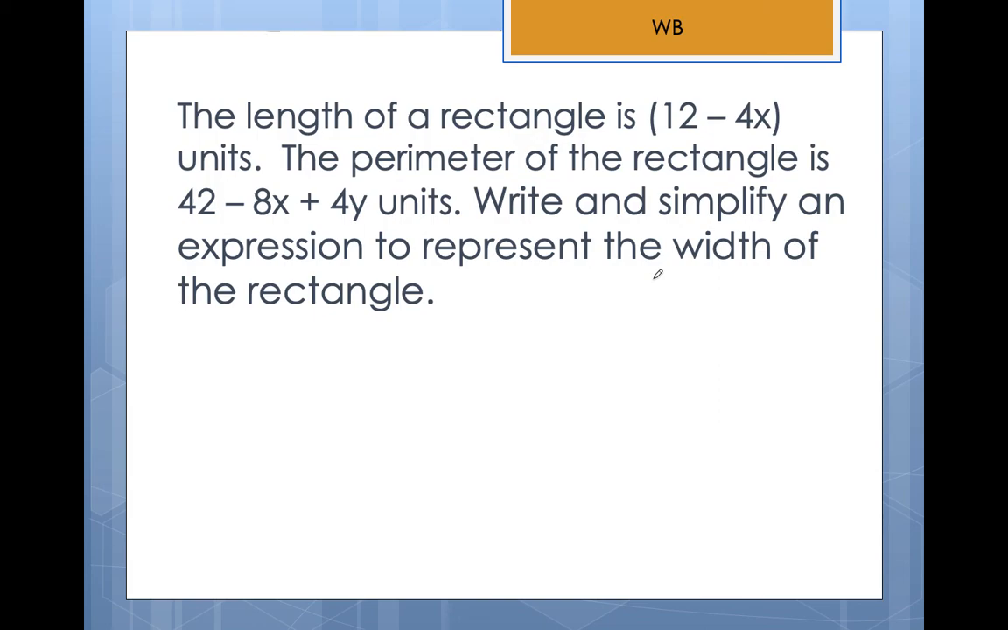Okay, one last example. The length of a rectangle is 12 minus 4x units. The perimeter of the rectangle is 42 minus 8x plus 4y units. This says write and simplify an expression to represent the width of the rectangle. This is a very difficult question, so I want to give you a little challenge here, give you some time to try this and see if you're able to come up with the correct answer. If you get the correct answer for this question, you will get a bonus point.